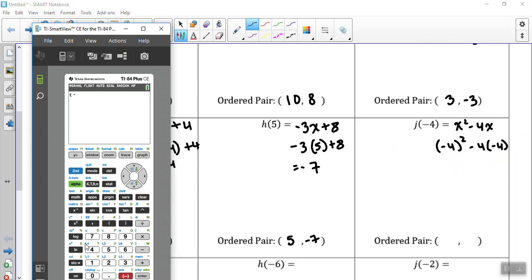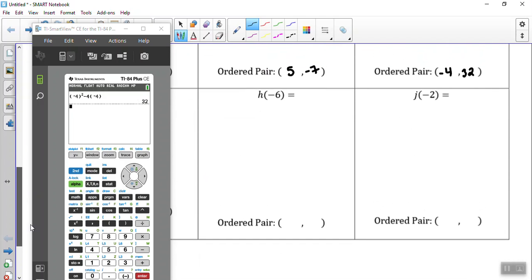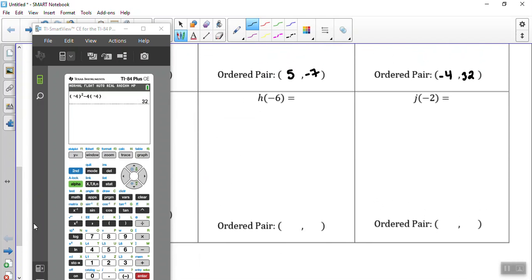So parentheses -4 to the second power minus 4 parentheses -4. 32. So to write it as an ordered pair, my input was -4 and my output was 32. I just have 3 more examples here for you to try.